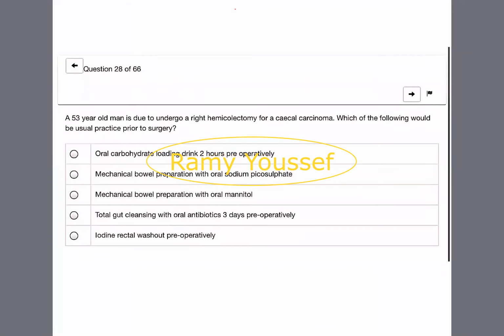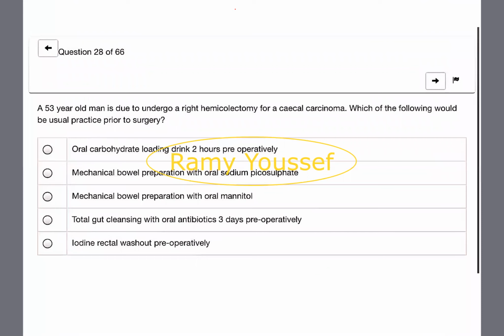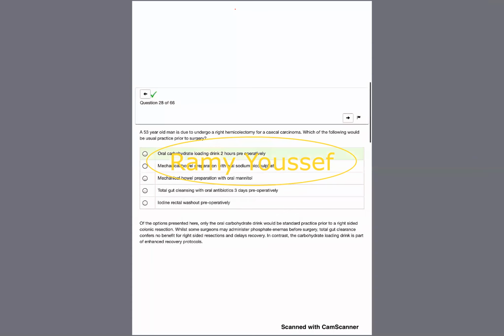A 53-year-old man is due to undergo right hemicolectomy for cecal carcinoma. Which of the following would be usual practice prior to surgery? Enhanced carbohydrate drink 2 hours before. This is the enhanced recovery protocol: oral carbohydrate loading drink just 2 hours before surgery.